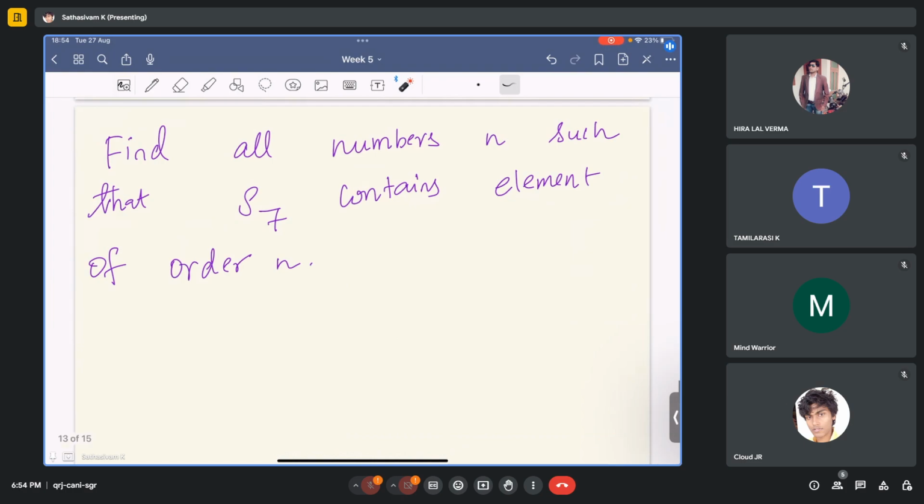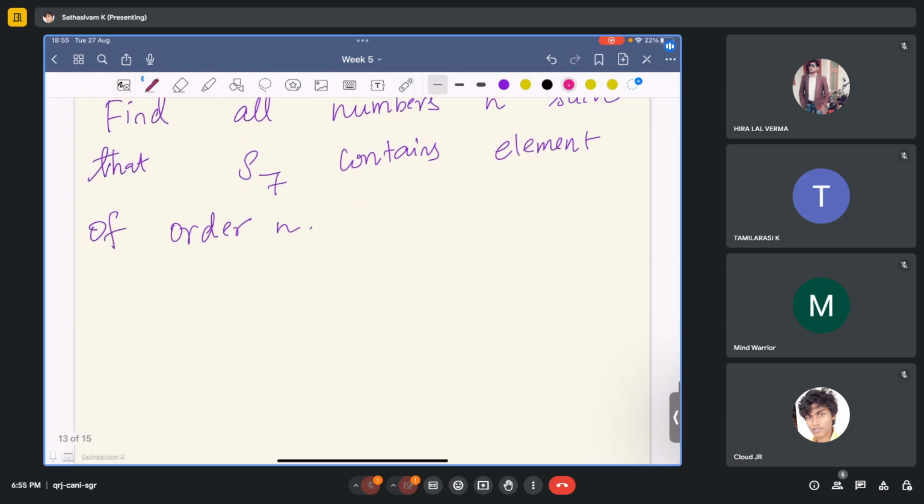Okay. Now this one: find all the numbers n such that S7 contains an element of order n. Okay. So let's just do something. What we know is, what is the size of S7? This is actually equal to 7 factorial, right? Okay. So this is good.